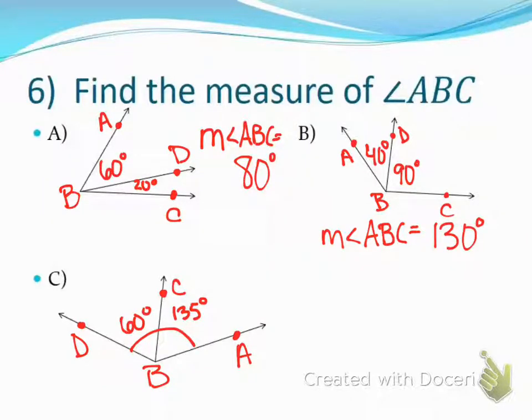Finally, on C, it's a little bit different. This big arc that I made through the angle refers to the whole thing measuring 135. And just this piece of it measures 60. That's what this means. So how are we going to find the measure of angle ABC? Connor? Subtract 60 from 135. Very good. We would have to subtract. And what do we get for the measure of angle ABC? 75 degrees.